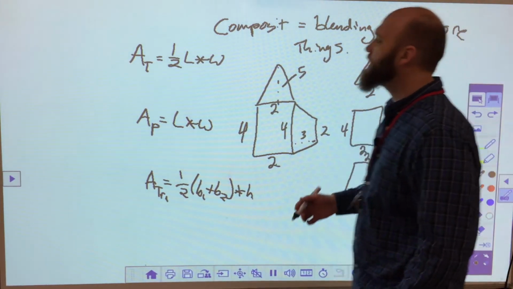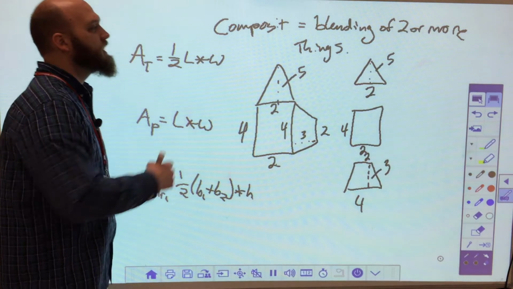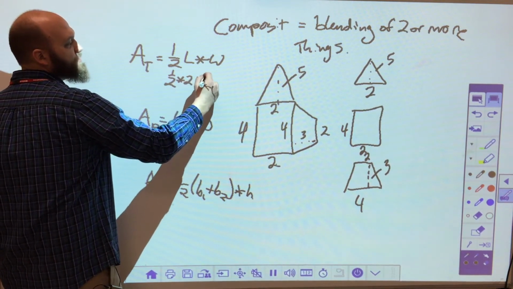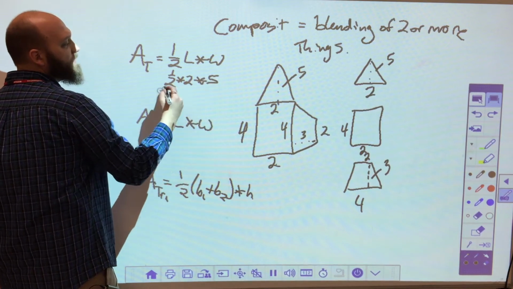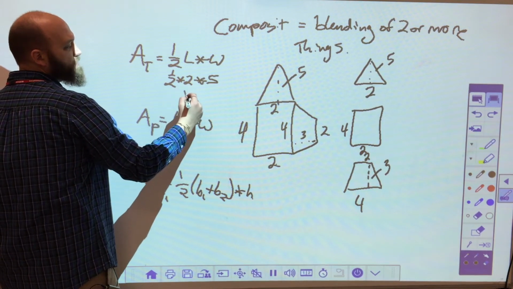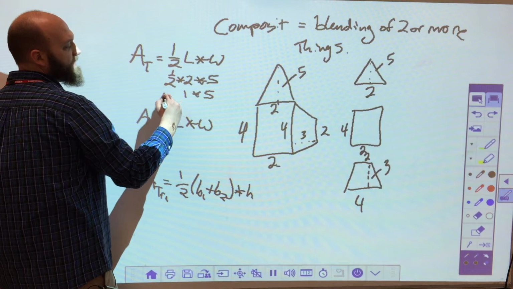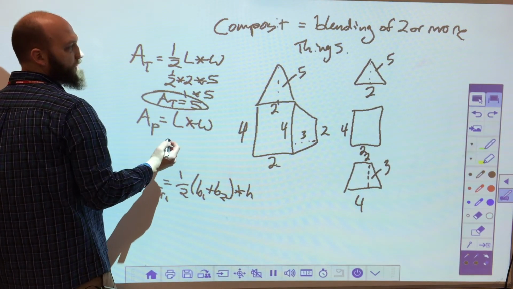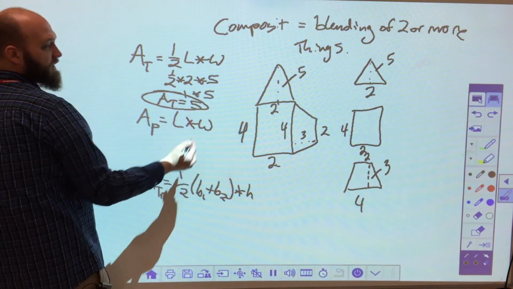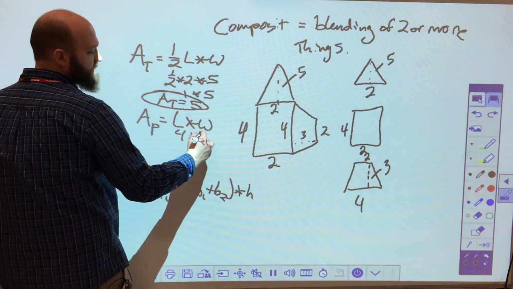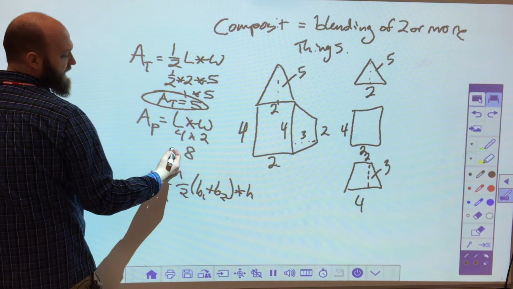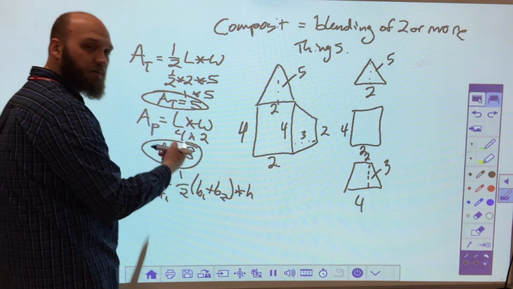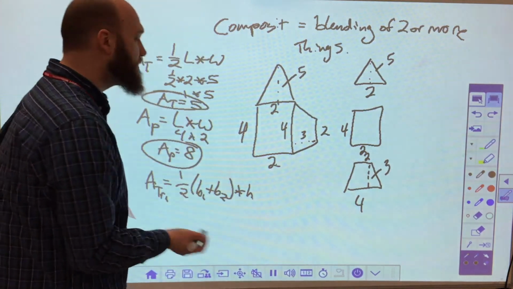So the first one is my triangle, and I'm going to come over here to this side of the board, and I have area of a triangle 1/2 times 2 times 5. 1/2 times 2 is 1 times 5. The area of my triangle equals 5. The area of my parallelogram is 4 times 2, and that makes that 8. Area of my parallelogram equals 8. So I'm starting with the formula. I'm plugging in what I know, and then I'm able to solve it.